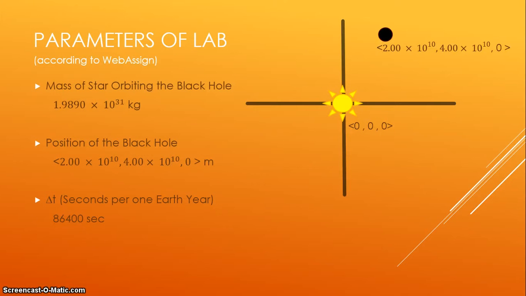In order to calculate the mass of the black hole, a few parameters about the star's interactions had to be known. First, the mass of the star is equal to 1.9890 times 10 to the 30th kilograms. Second, the black hole's position is 2 times 10 to the 10th meters in the x direction and 4 times 10 to the 10th meters in the y direction away from the star's position, which is at the origin 0, 0, 0. The last vital parameter which would be used to calculate the black hole's mass is the amount of seconds in 1 Earth year. This value, 86,400 seconds, was used as the time step, delta t, in the VPython computational model.